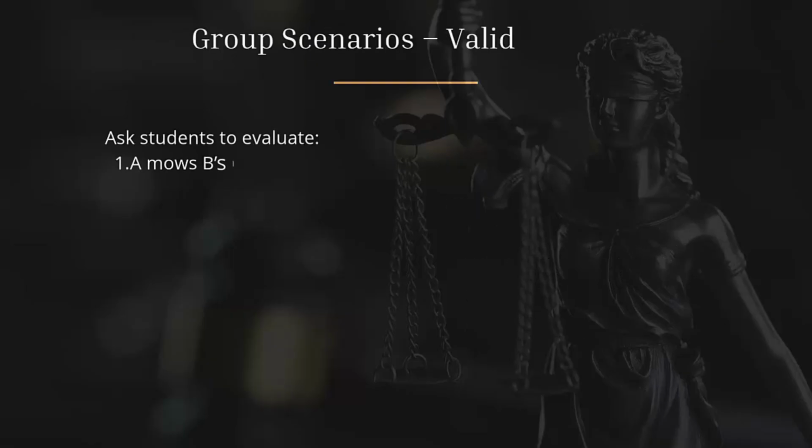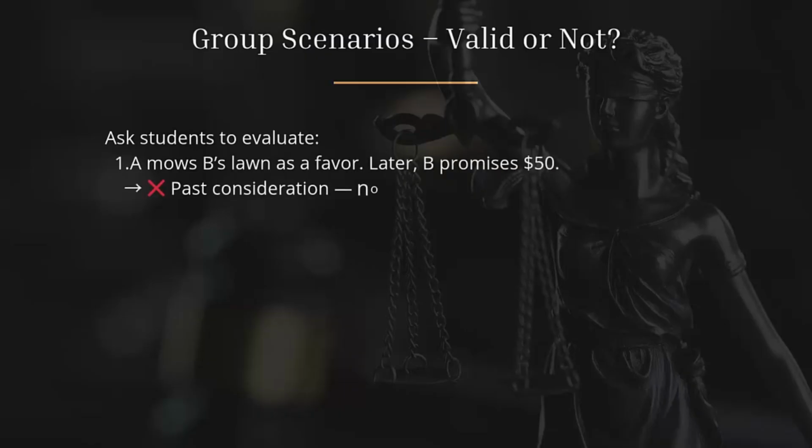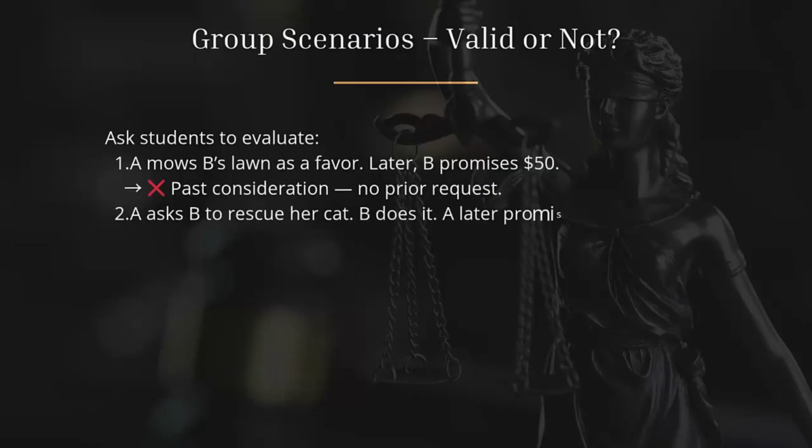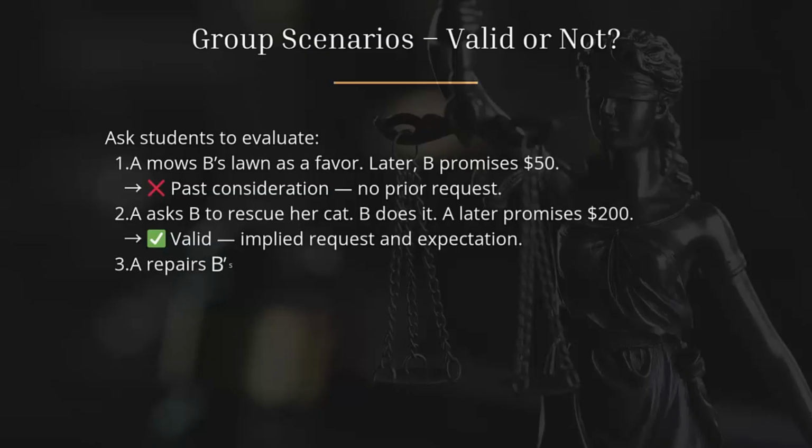Group scenarios: valid or not. Ask students to evaluate. A mows B's lawn as a favor. Later, B promises $50. Past consideration: no prior request. A asks B to rescue her cat. B does it. A later promises $200. Valid: implied request and expectation.